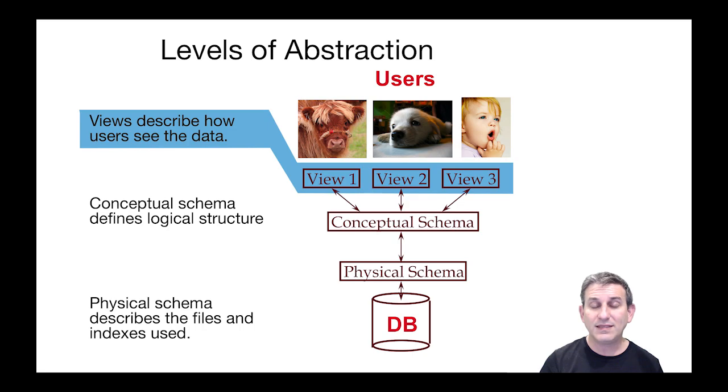So the cow might see one view of the data, where the puppy sees a second view, and the little child sees a third view. And each of these views might be different derived views over the same base data.